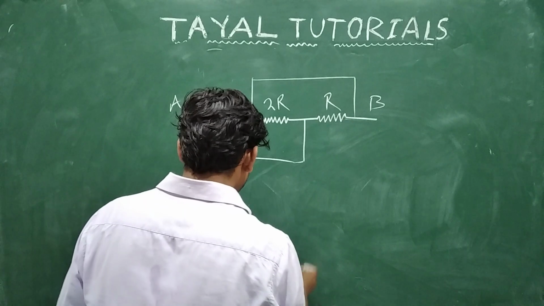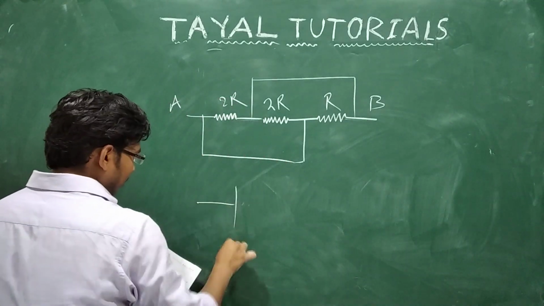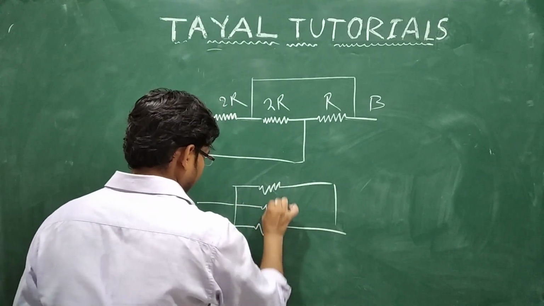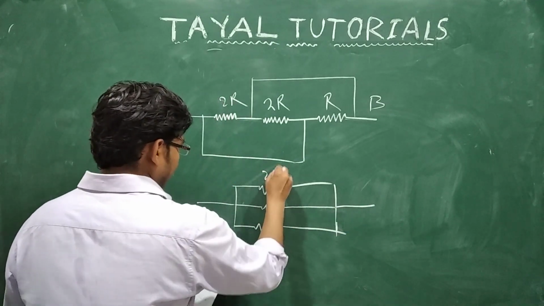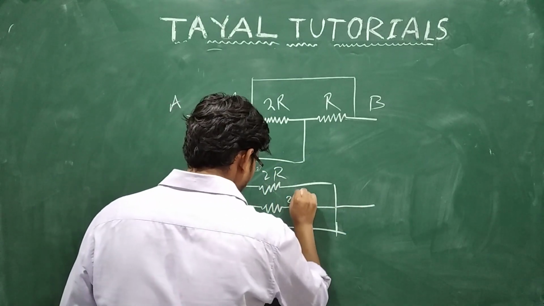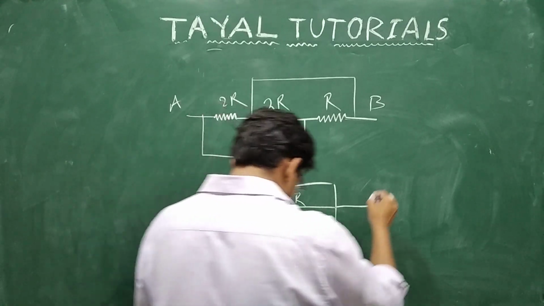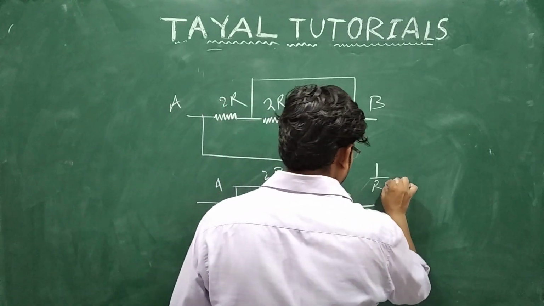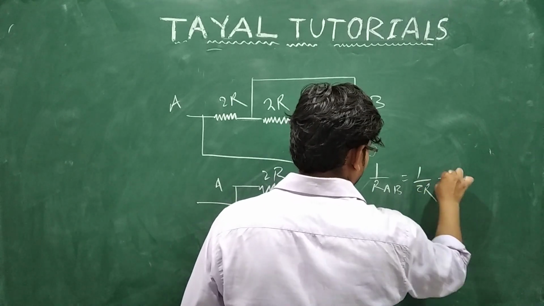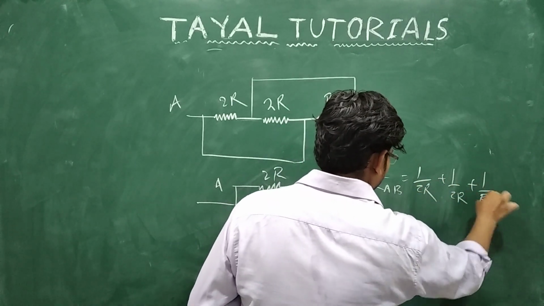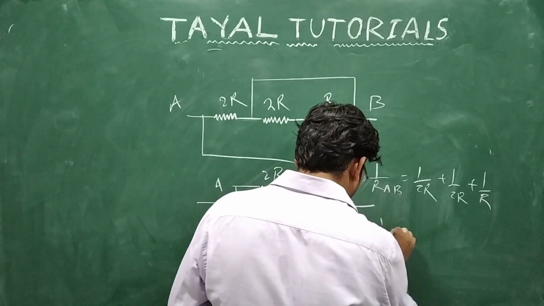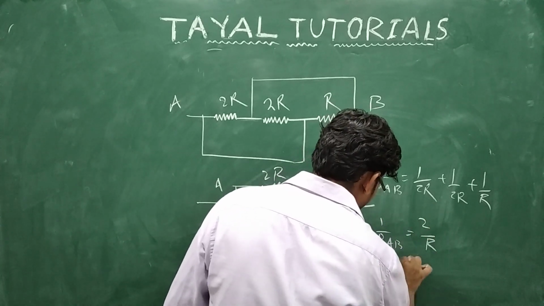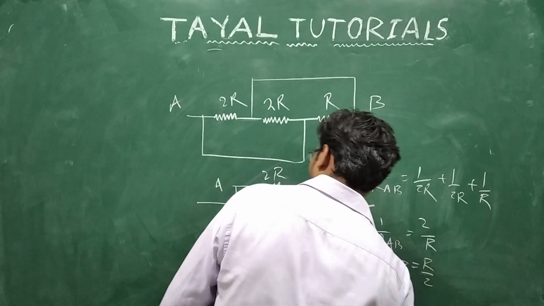So let's start. Redraw that circuit. When you redraw, the circuit will look like this: this is 2R, this is 2R, this is R. Let's say this is A, this is B. Then 1 by RAB is equal to 1 by 2R plus 1 by 2R plus 1 by R. When you solve, 1 by RAB is equal to 2 by R, that is, RAB is equal to R by 2. This is your R equivalent.